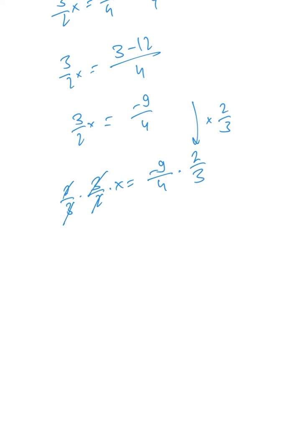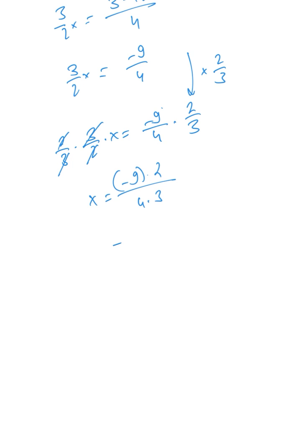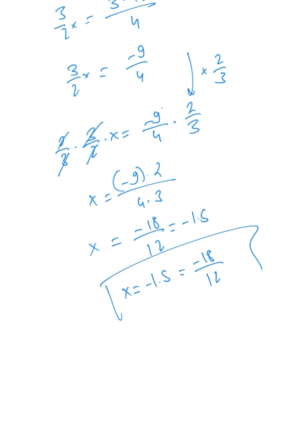in order to have simply that x is equal to minus 9 times 2 over 4 times 3, which means that it is minus 18/12. And if we do in the calculator minus 18 divided by 12, we're going to have minus 1.5. So actually x is equal to minus 1.5, or if you want to see it as minus 18/12, you also can. So that's the answer to the problem.